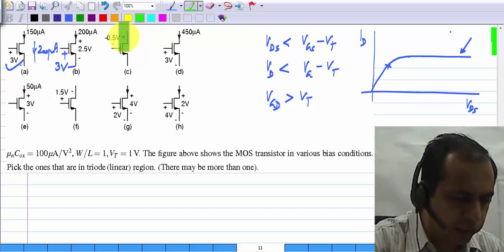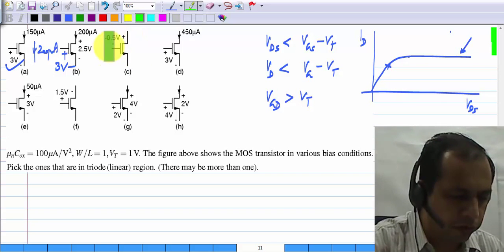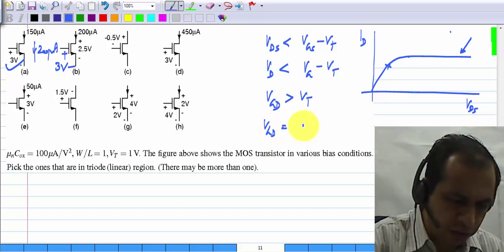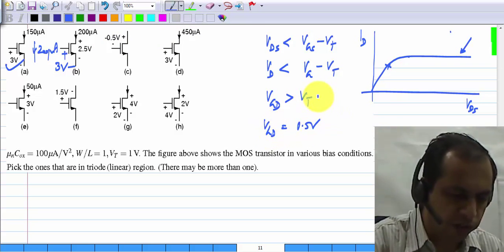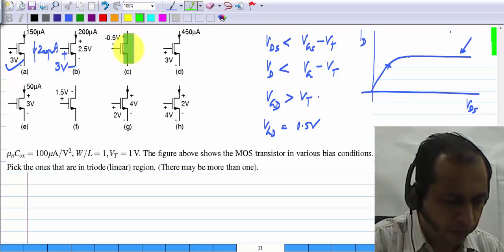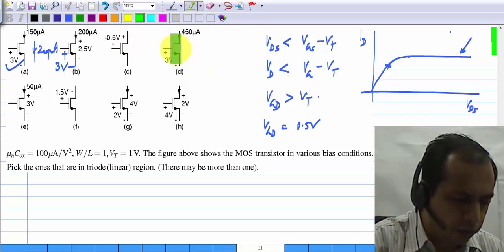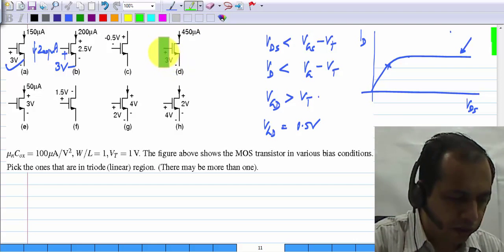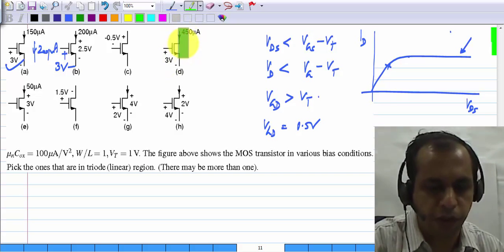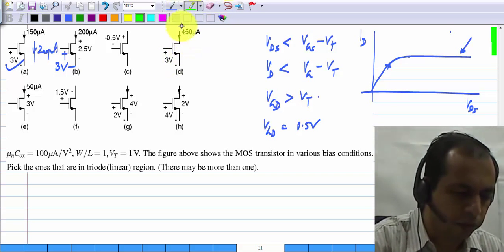Now in this case, you are directly given the value of VDG. VDG is minus 0.5 volts, or VGD is 0.5 volts, and this condition is not satisfied. So this is also not in triode region. The third case, we are given something here. We have a VGS of 3 volts and the drain current is given to be 450 microamperes. Actually this case is not even possible.